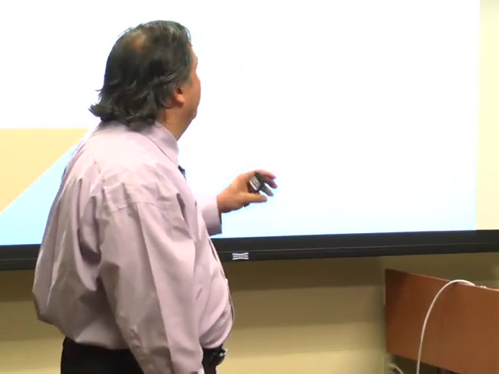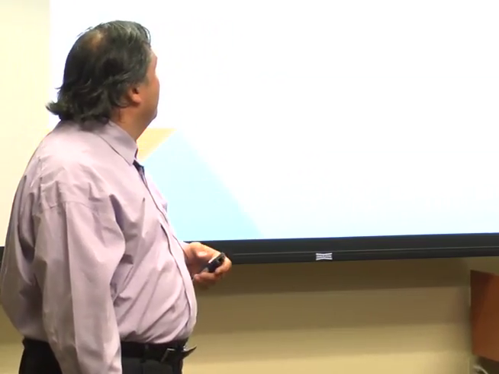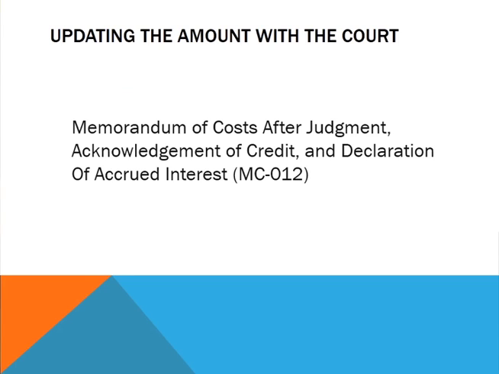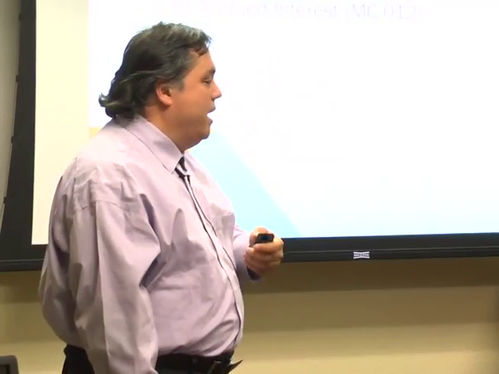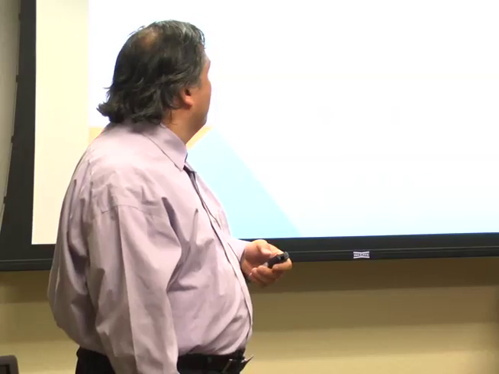Once you know the total amount of interest and the costs that you've incurred, you would go ahead and update this with the court, and you would do this by filling out a memorandum of costs after judgment and serving that and filing it with the court. This is a standard Judicial Council form. It's form MC-012, and it's really pretty straightforward.